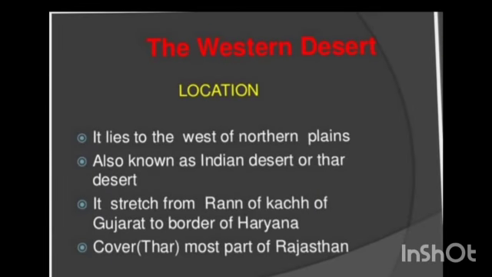The Western Desert. Location: this desert lies to the west of the northern plains. It is also known as the Indian Desert or Thar Desert. It stretches from the Rann of Kutch of Gujarat to the border of Haryana, and it covers most part of Rajasthan.